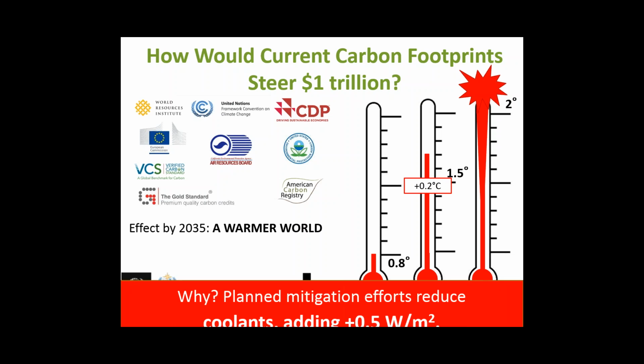Now, why is this the case specifically? This is because these planned mitigation efforts have an unintended consequence of reducing coolants. You probably have never heard of coolants. They're formed from sulfur. Basically, they're a white-colored substance in the atmosphere that reflects sunlight back out into space. When you get rid of them, it adds radiative forcing very quickly because you lose that cooling effect. And so the projections are that we could add 0.5 watts per meter squared under the current mitigation system.